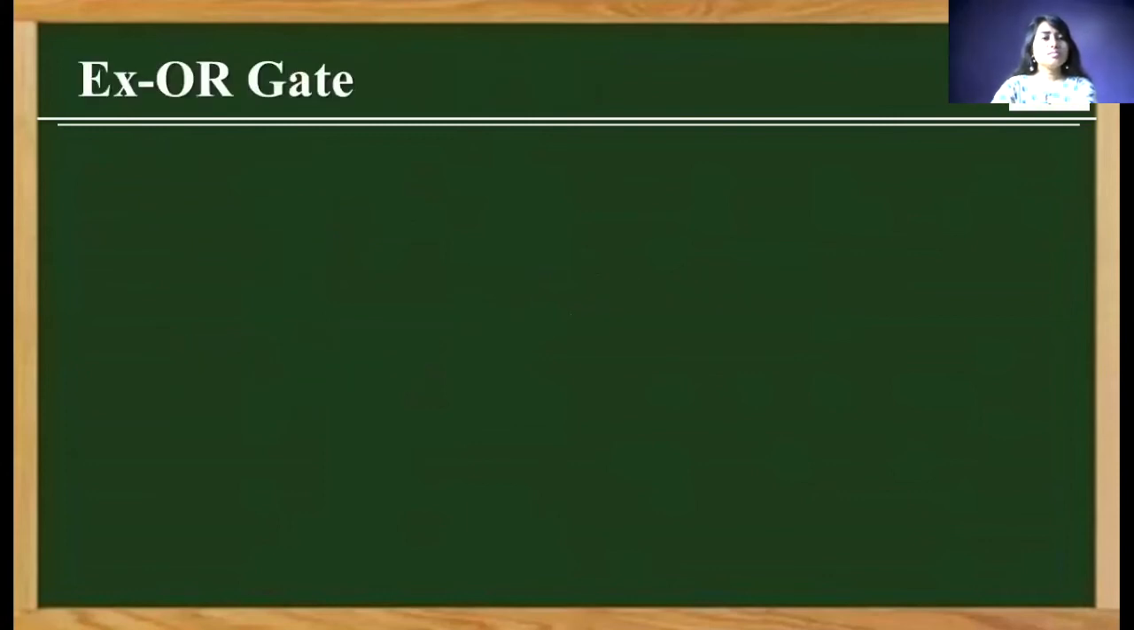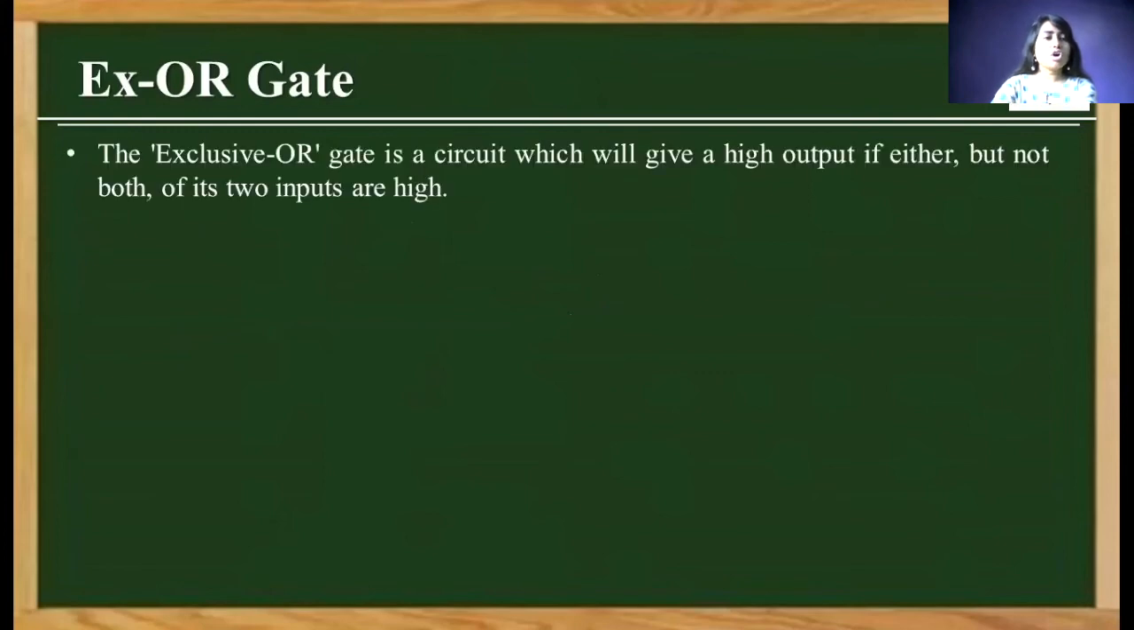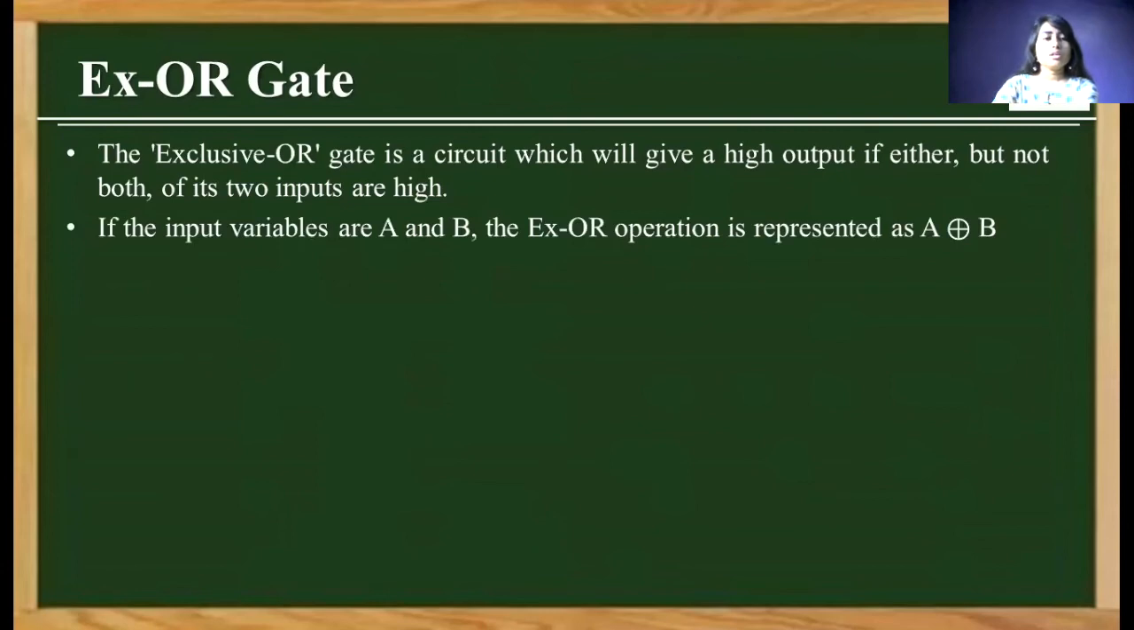XOR gate, that means exclusive OR. The exclusive OR gate is a circuit which will give a high output if either, but not both, of its inputs become high. If the input variables are A and B, the XOR operation is represented as A XOR B. This is the symbol of the XOR gate. Here is the graphical representation of the XOR gate.